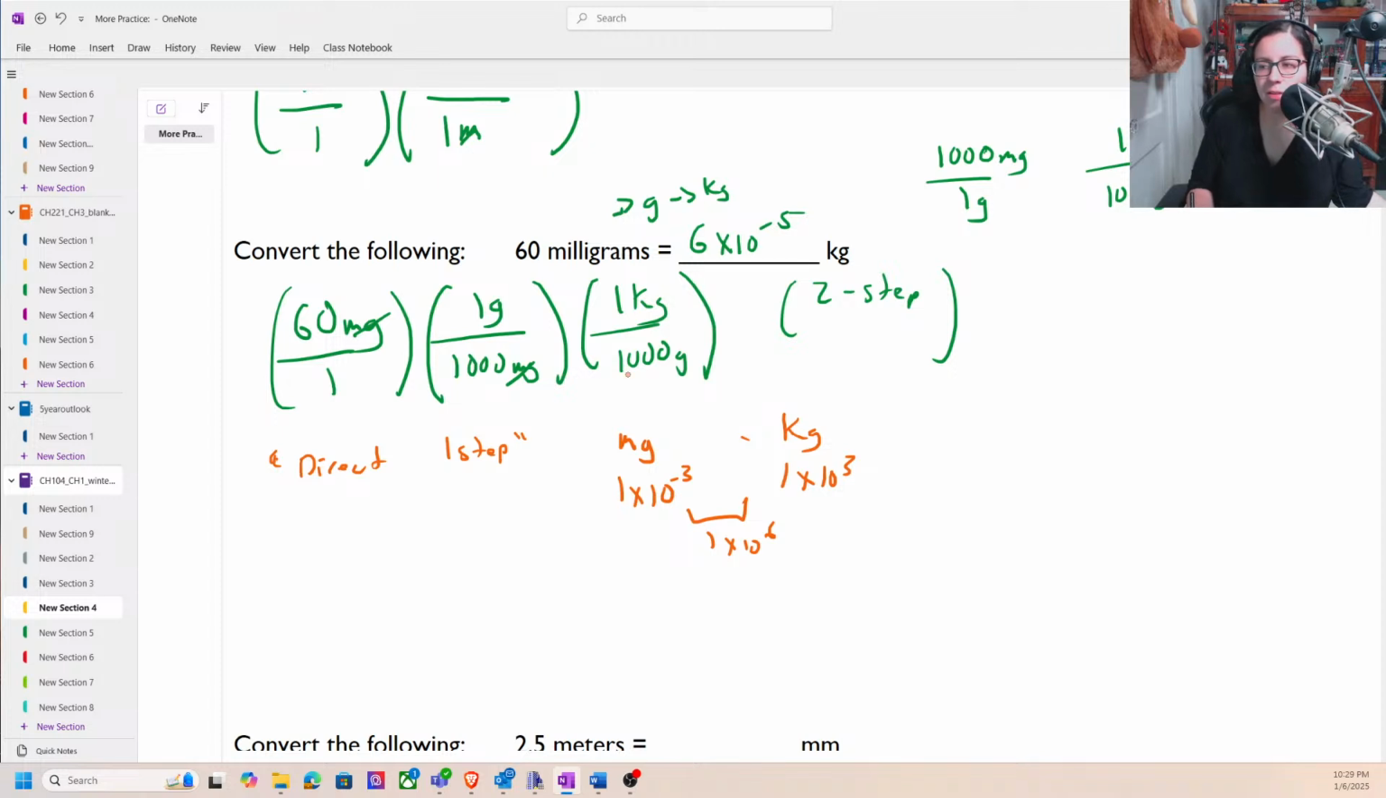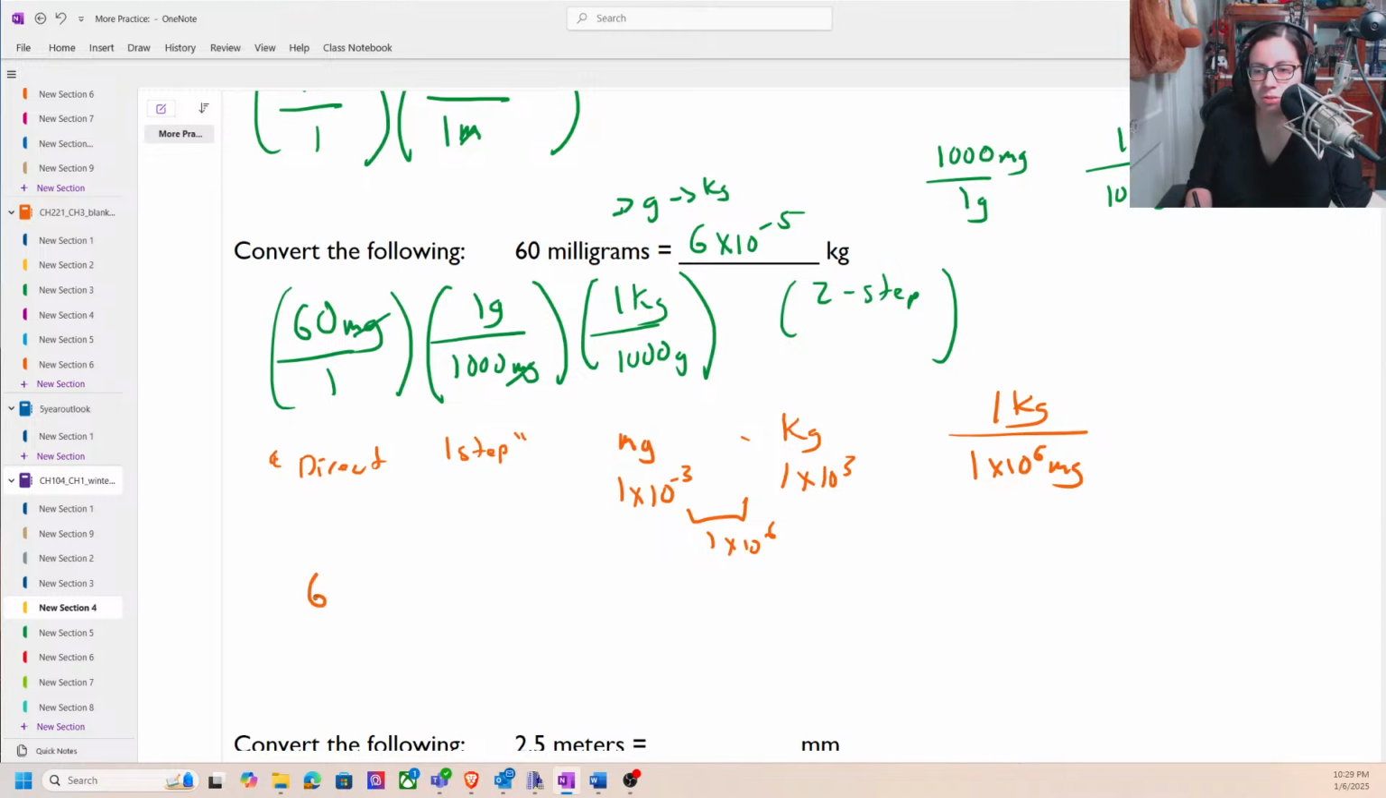Now we can go back and look at this 2-step. Well, this was 1 times 10 to the third, multiplied by 1 times 10 to the third. So you can add exponents, right? So that gives you 1 times 10 to the 6. And then you always know you have to have more little units than big units. So we can write that 1 kilogram is 1 times 10 to the 6 milligrams. So here's our direct conversion factor.